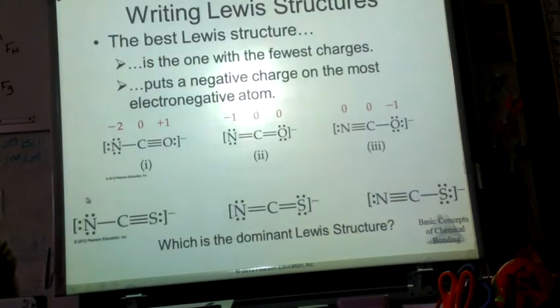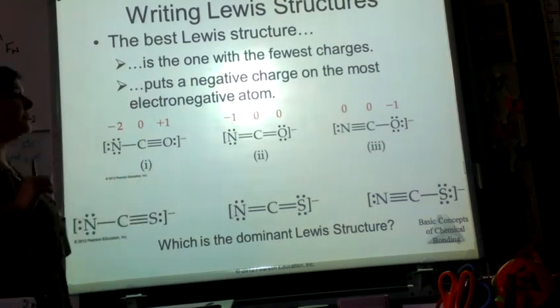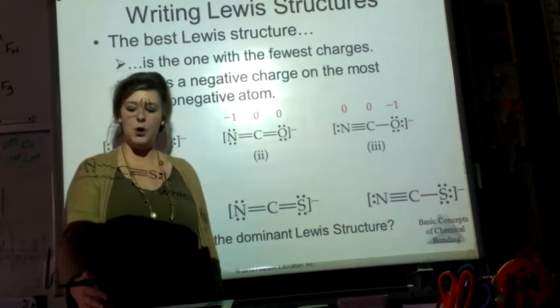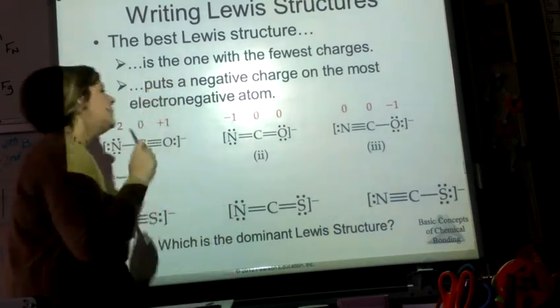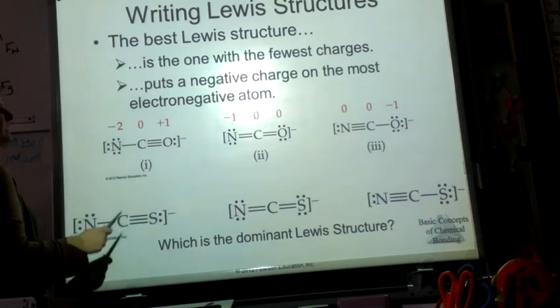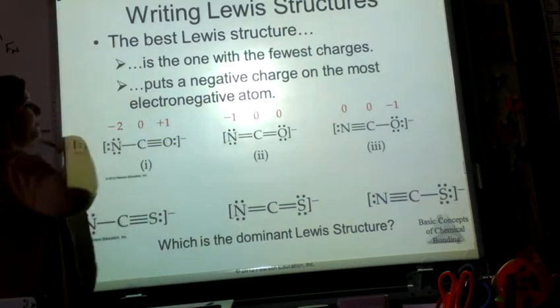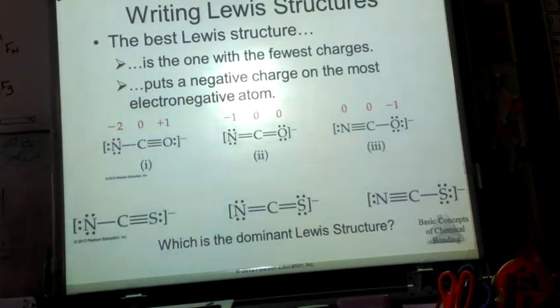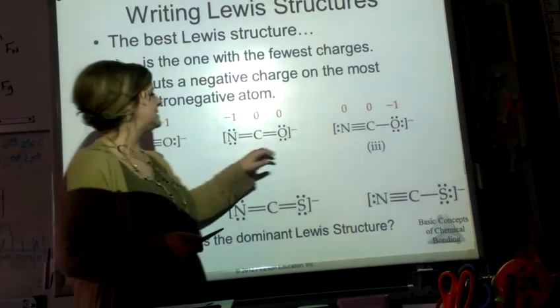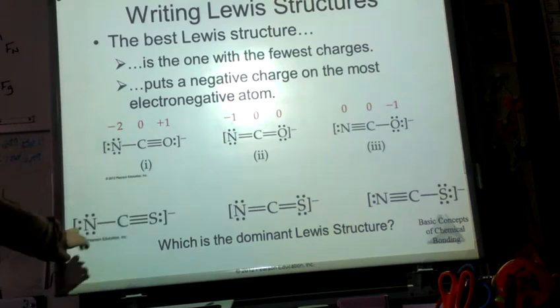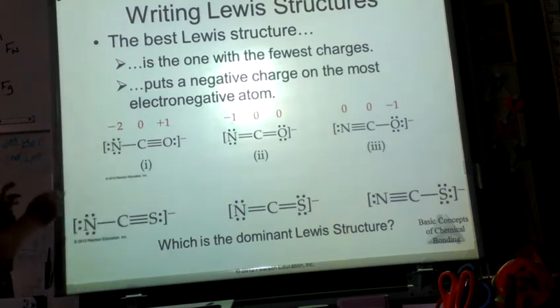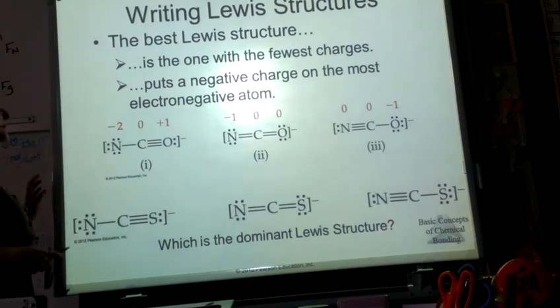So the best Lewis structure is the one with the fewest charges, or, if there's no way to avoid having a negative charge on one of the atoms in my compound, then I want the negative charge to be on the most electronegative atom. So let's say, for example, I give you these 3 options, and I went ahead and wrote the formal charges above each of them. If you want to go back and check, you're more than welcome to.